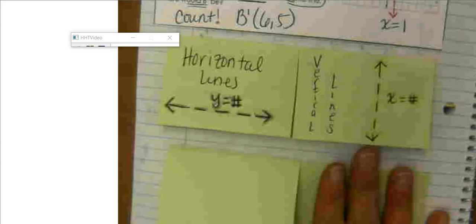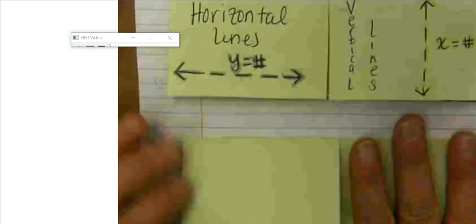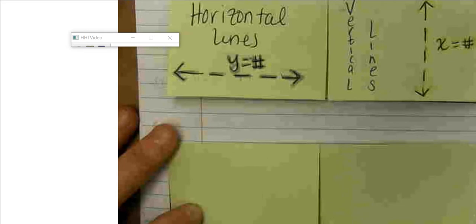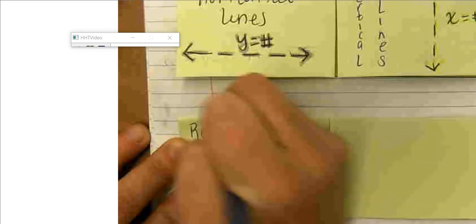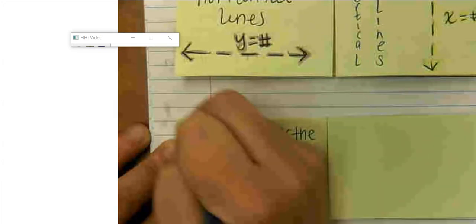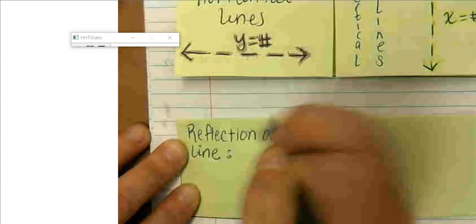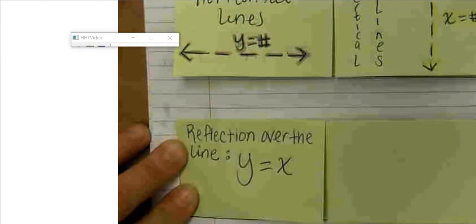And now we're going to be talking about those diagonal lines. The diagonal line that we're first going to talk about, which I'm actually going to write on the outside, is a reflection over the line y is equal to x. And this is the coordinate rule.